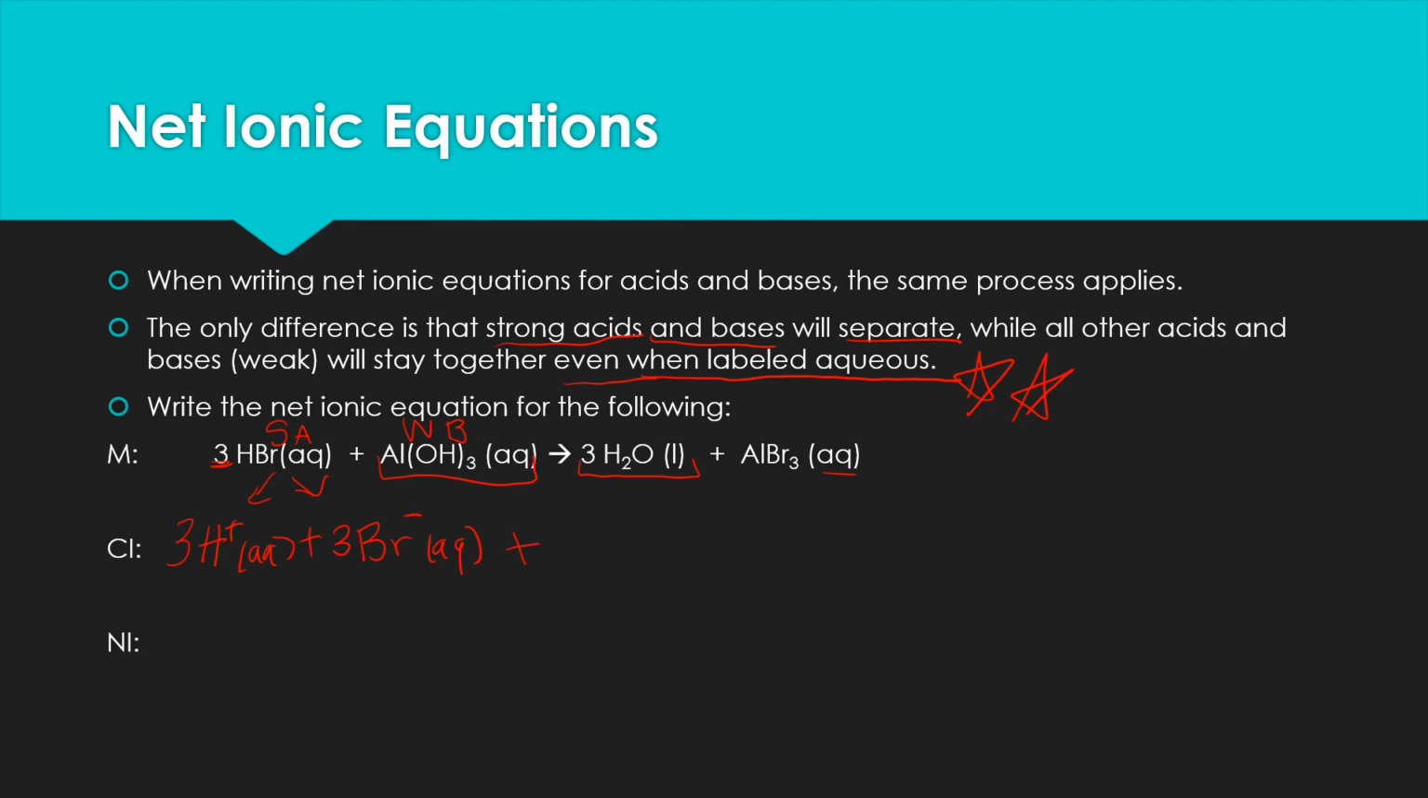All right, our weak base, we're going to leave together, so we just copy it down. Don't change anything, don't add any charges, nothing changes. Our water, again, we're going to copy down. It's a liquid, so nothing changes. And then our aluminum bromide is our aqueous solution, so we do want to separate that. That's our salt. So we're going to separate it into aluminum and bromine.